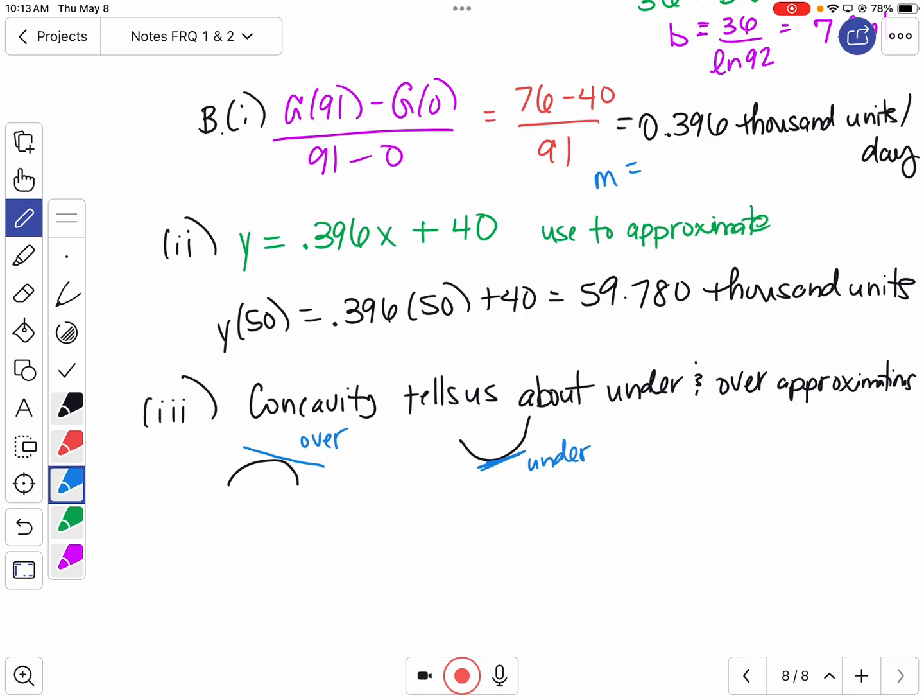It's telling me here that the approximation is less than the actual function. So what kind of concavity should I get? Up. Okay, I should get concave up. So let's look and see if that's true.